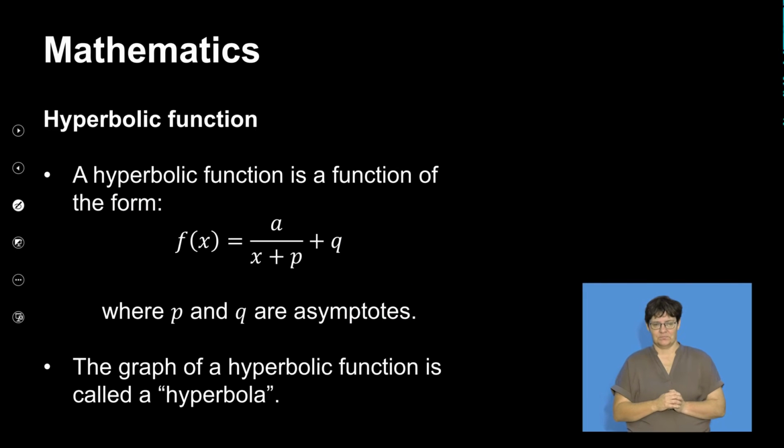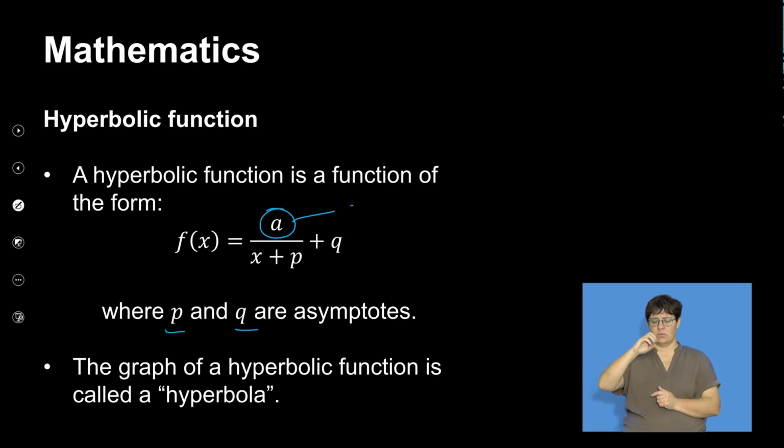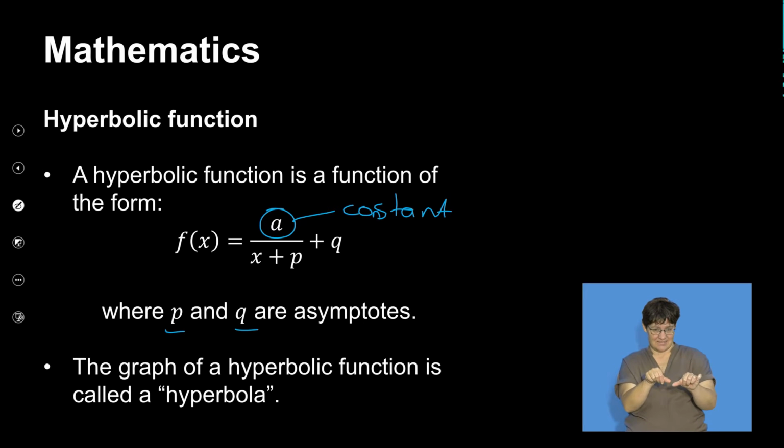Right, so remember that a hyperbolic function is a function of the form f of x is equals to a over x plus p plus q, where the p and the q are the asymptotes of this particular function, and the a value is just a constant, right? Remember, we do know what this constant does for us, right? It normally tells us things about orientation and about the shape of where the hyperbola is going to be. So the graph of a hyperbolic function is normally known as a hyperbola, right?